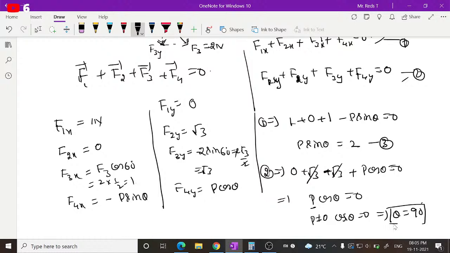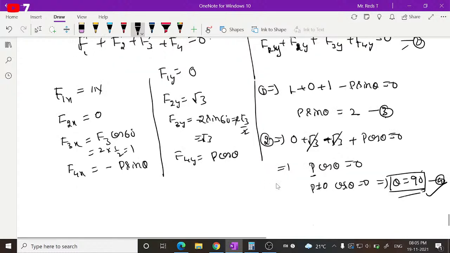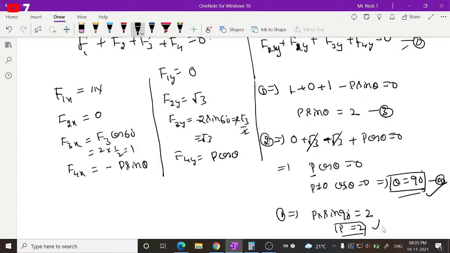Once you know theta is 90, taking this as the fourth equation, if you substitute it in equation 3, we get p sin 90 equal to 2. Sin 90 is 1, so p is equal to 2. So p is 2, theta is 90. If you see the options, option 2: p is 2, theta is 90. So the second option is correct. So p is 2 Newton and theta is 90 degrees.